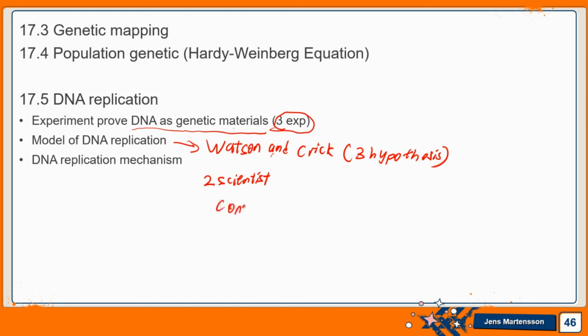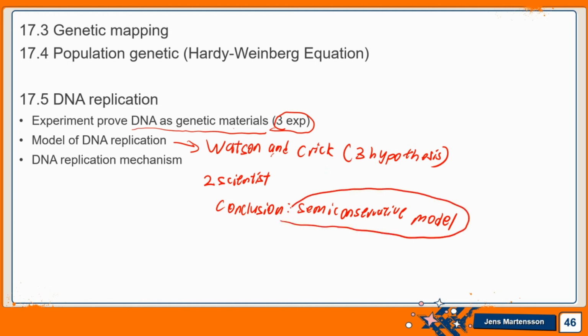And the final conclusion is that only one model is true for DNA replication. That is semi-conservative. The semi-conservative model is true about DNA replication. The other 2 are totally false, wrong. Only this one is true. Now, how did they get it? From the result, you can derive the semi-conservative model.